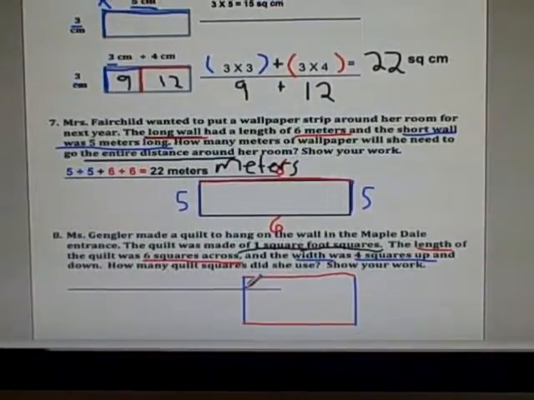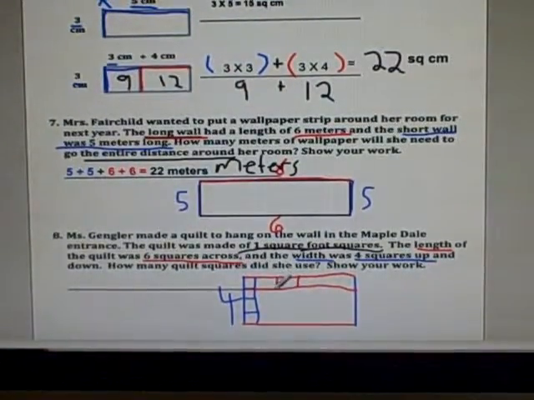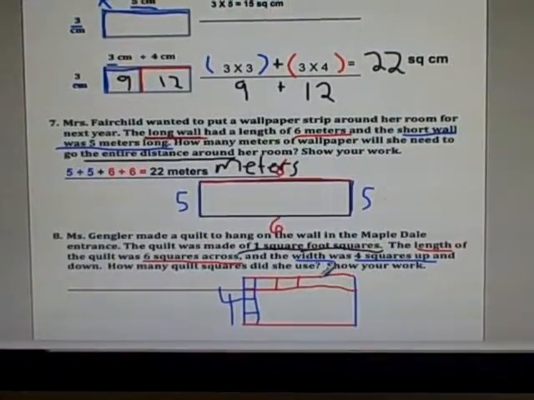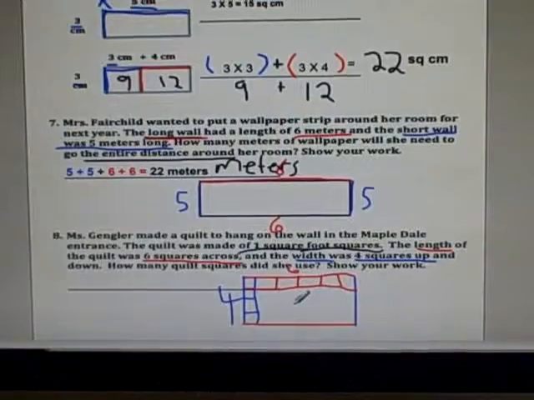So if I make squares, we're going to be going like this here. See how my squares look. 4 squares up and down, and 6 squares across. That's 1, 2, 3. 1, 2, 3, 4, 5, 6. All right, cool. And the question says, how many quilt squares did she use? Show your work. Okay. Are we finding the area or perimeter?